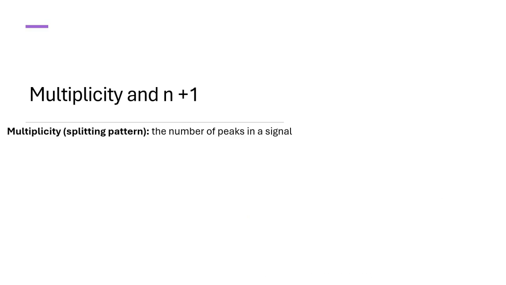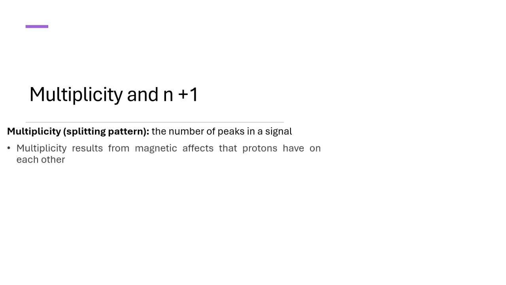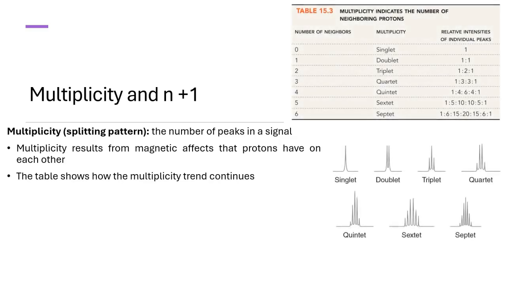Multiplicity and n+1. Multiplicity, or the splitting pattern, is the number of peaks in a given signal. Multiplicity results from magnetic effects that protons have on each other. The table shows how the multiplicity trend continues. Consider the number of neighbors a given proton has. That number will then dictate the multiplicity, or the splitting pattern, for the signal. The intensity of individual peaks follows Pascal's triangle.